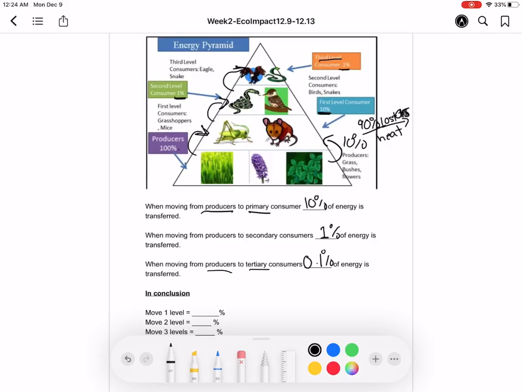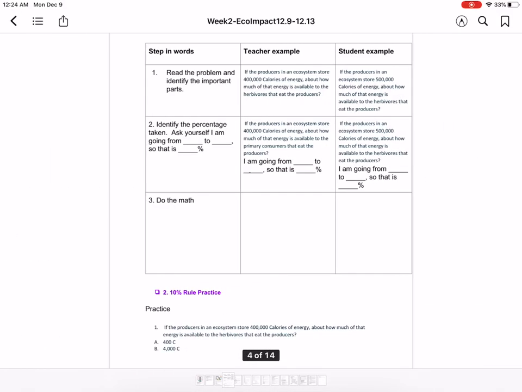Okay, so here's just in conclusion, if I'm moving one level, that's 10%. If I move 2 levels, then that's 1% because 1% is 10% of 10%. And then if I move 3 levels, then it's 0.1%. Okay, so those are the rules that we're going to use, and that's going to help us when we're going through some problems on your next page.